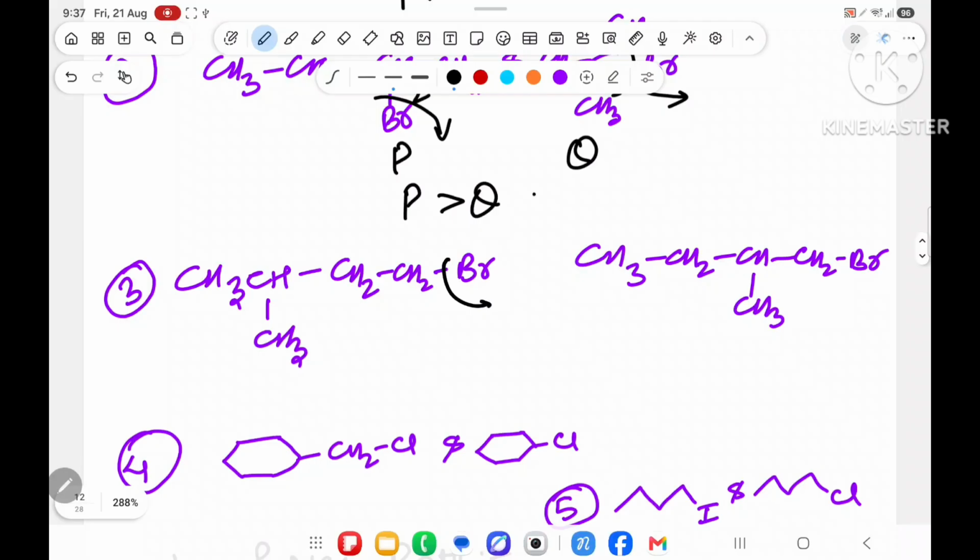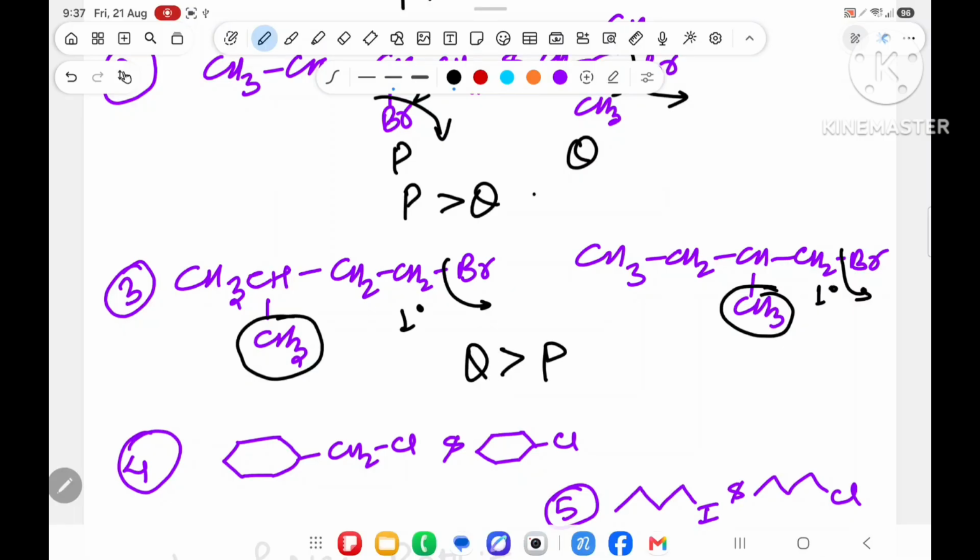Over here, after removing, this is 1 degree and this is also 1 degree. But here the branching is a little bit further, and here the branching is a little bit nearer, and branching is not good for SN2. It is good for SN1. So in this part, which one is good? Sorry, P is greater than Q, because branching is not good. Understanding or not? If you're not understanding, it means you have not seen the first lecture.